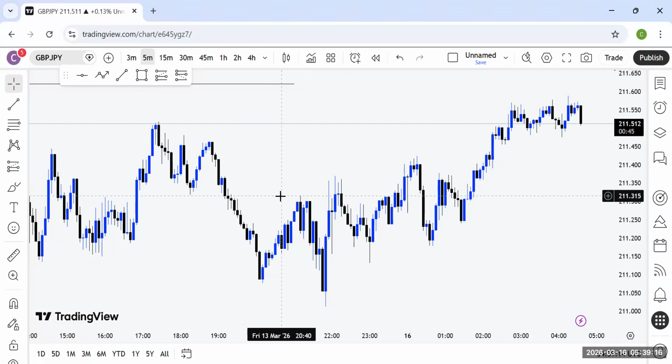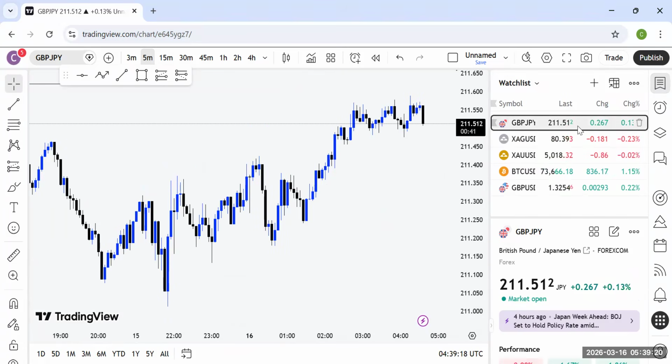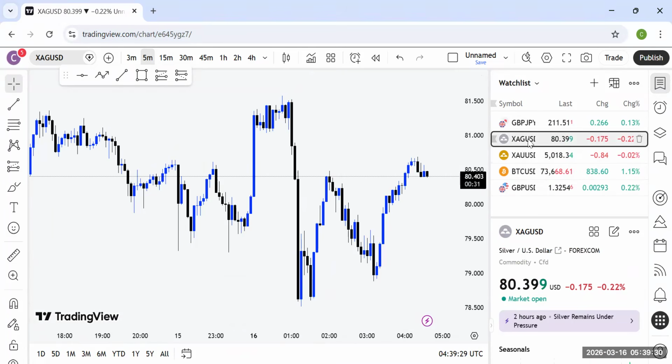I'll be showing my directional bias on the pairs I trade. I trade GBP, I'll trade JPY and gold. I'll trade GBP for this week. Silver bias is not that clear now, and BTC is not that clear now.